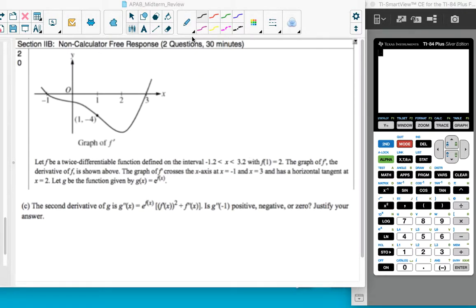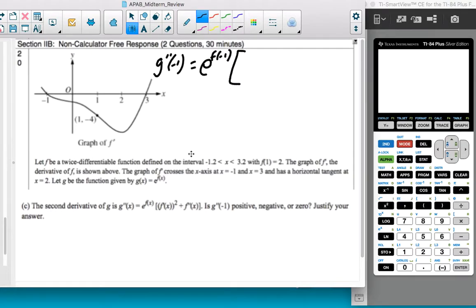What's tricky about this is you're not going to be able to find numerical values for a lot of this. You're going to have to use your understanding of this graph to find positive, negative, and 0. So let's go ahead and plug in g double prime of -1. If I plug this in, I'm going to get e to the f of -1, which we'll talk about in a sec. I'm going to get f prime of -1 quantity squared. We'll talk about that in a sec. I'm going to get a plus f double prime of -1. Again, we'll talk about that in a sec. Okay, so let's look at each of these values individually.